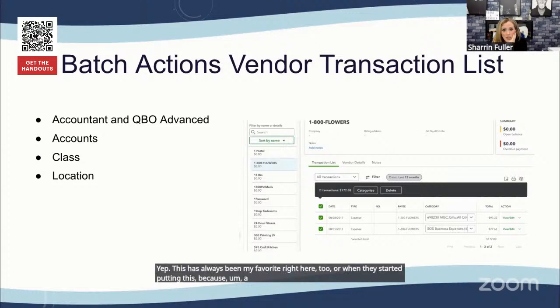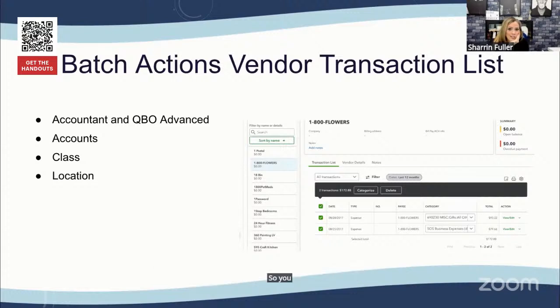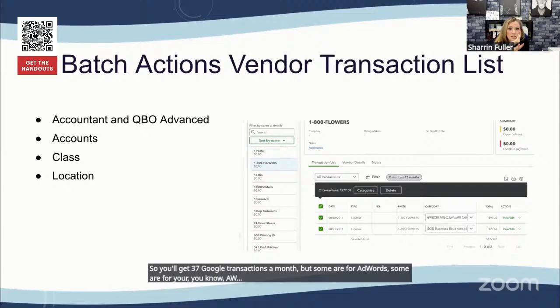This has always been my favorite right here too, when they started putting this in, because a good example is Google. You'll get 37 Google transactions a month, but some are for AdWords, some are for AWS. They're all for different things. That is Google Voice. So it's really nice to be able to adjust those out, remove or move them to the right place.